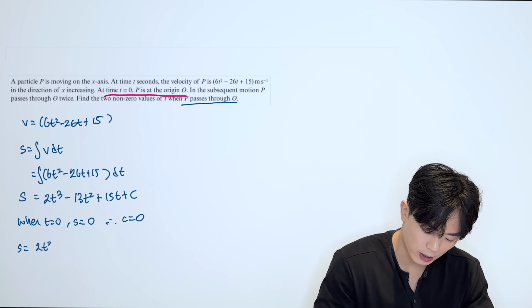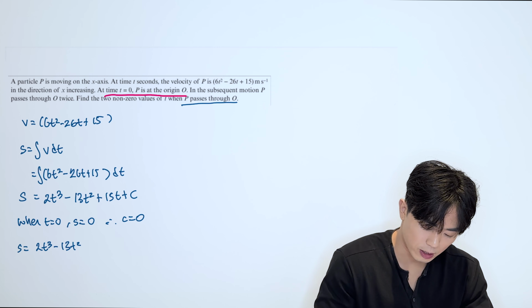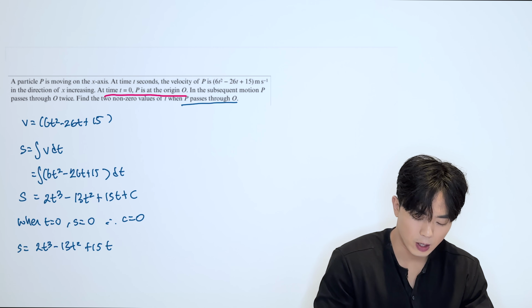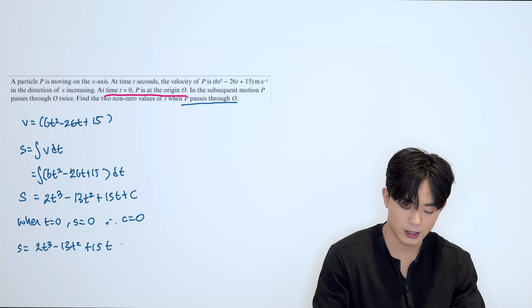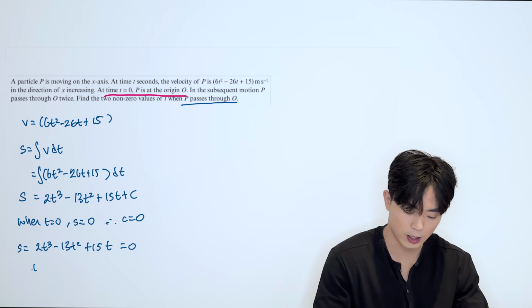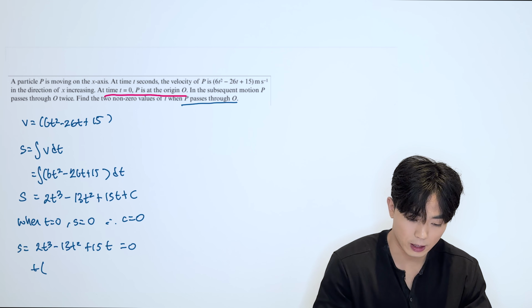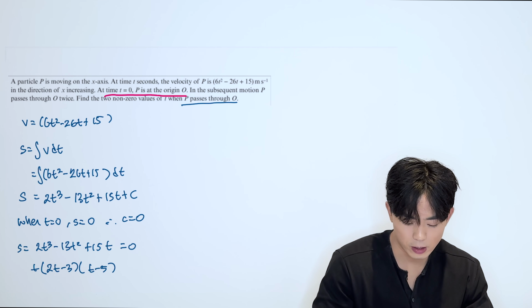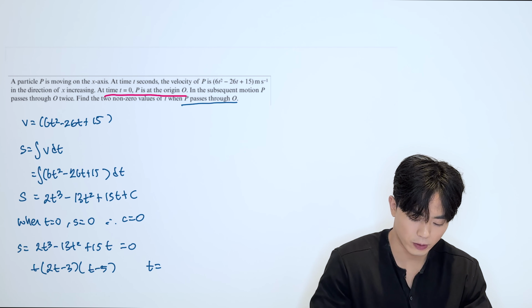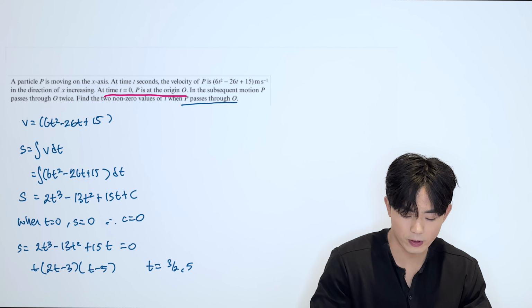So we've got 2t cubed minus 13t squared plus 15t. They're asking us for when it passes through the origin again, i.e. when s is 0, so I equate it to 0 and then solve for t. I can take t out, and then if you factorize, you get 2t minus 3 and t minus 5. So the two non-zero values of t will be 3 over 2 and 5, like this.